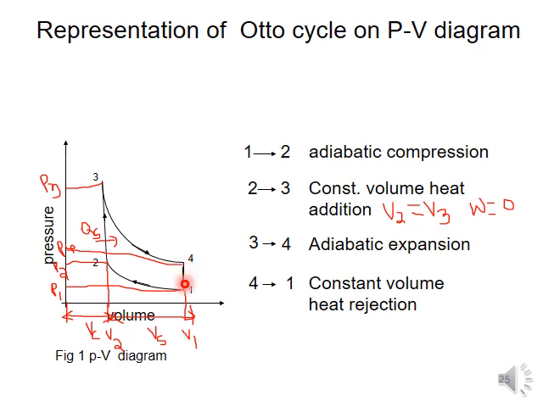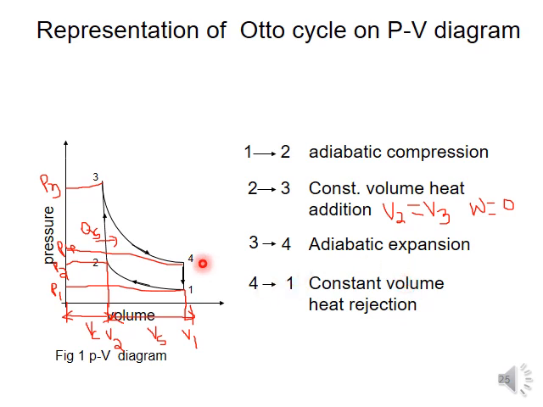Again here V1 is equal to V4. No heat is transferred in the adiabatic expansion process, so the entropy remains constant. So Q is equal to 0 and W is equal to minus dU.